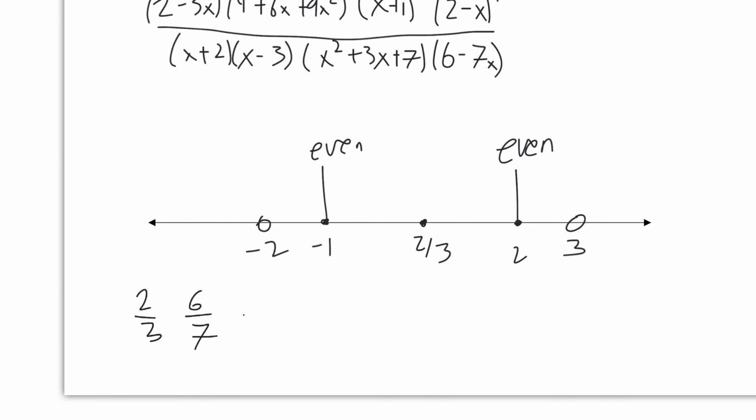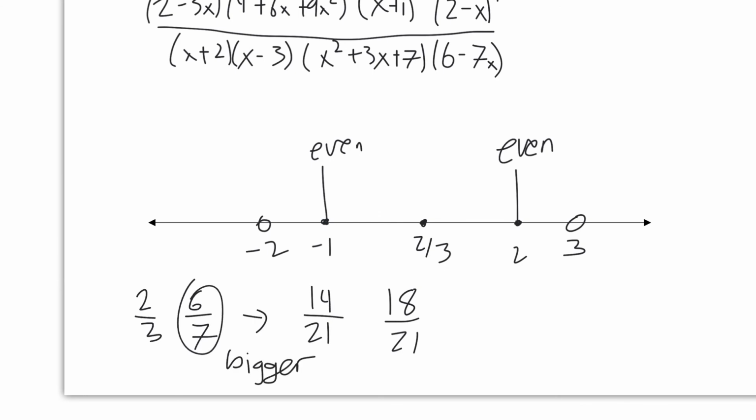If you're ever trying to compare fractions, it's always a good idea to give them the same denominator. So we could multiply them by each other. This would become 21 and 14. And then the 6 over 7 would become, you multiply by 3, so 18 over 21. And clearly this is bigger. So over here, we put 6 over 7.